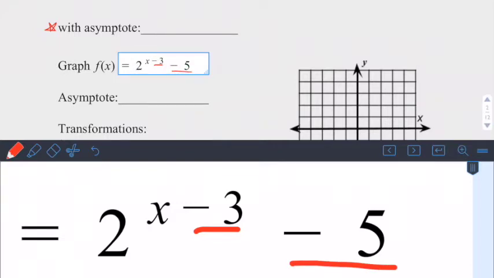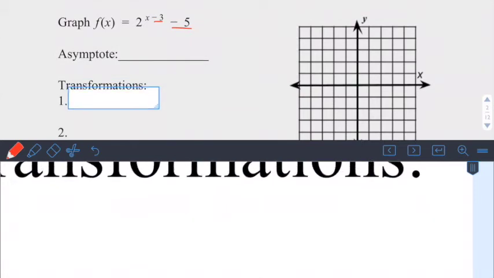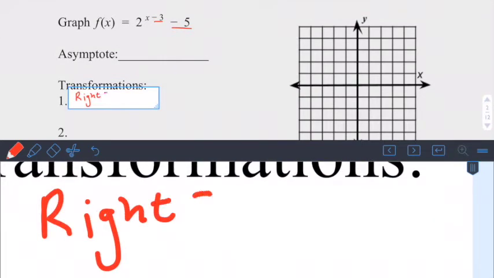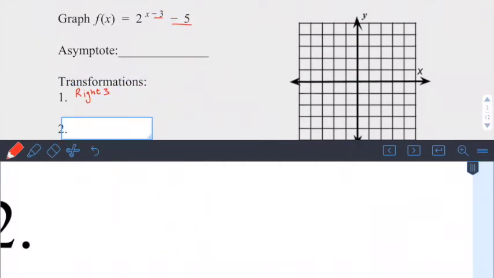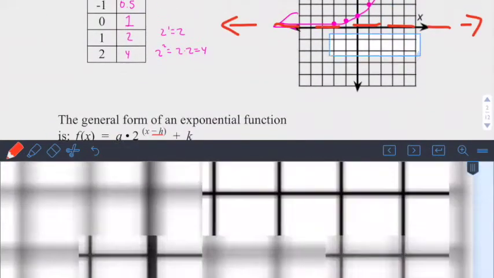So I've got this graph, and I've got a -3, which is my inside, and then a -5. So the -3 is our h, we're going to move it right 3. Remember from before? And then we're going to move it down 5. That's nothing new, it's just we have a new parent graph to do.